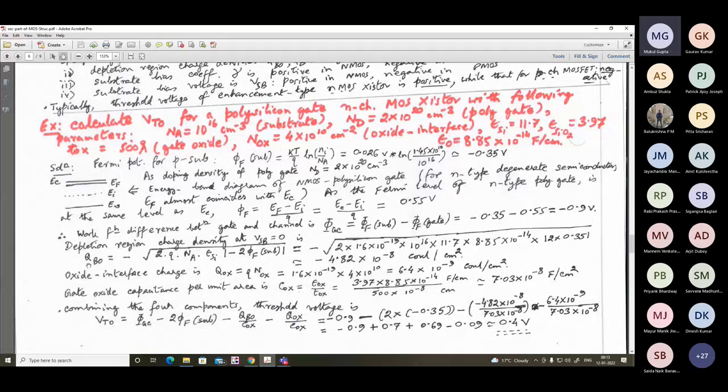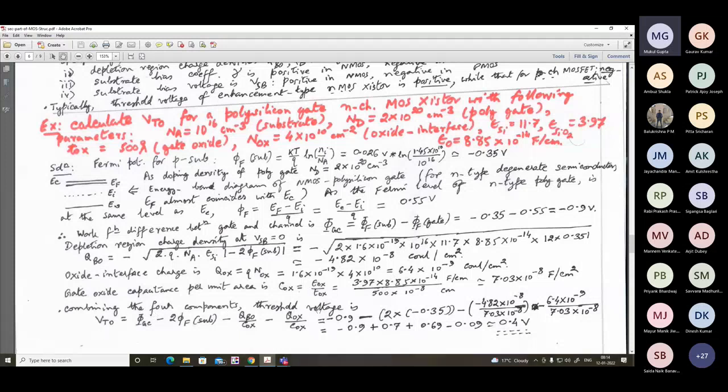And the oxide interface charge is Qox equal to q into Nox. That is equal to 6.4 into 10 to the power minus 9 coulomb per centimeter square. Now, the gate oxide capacitance per unit area is epsilon ox by tox. So we get it to be roughly 7 into 10 to the power minus 8 farad per centimeter square.